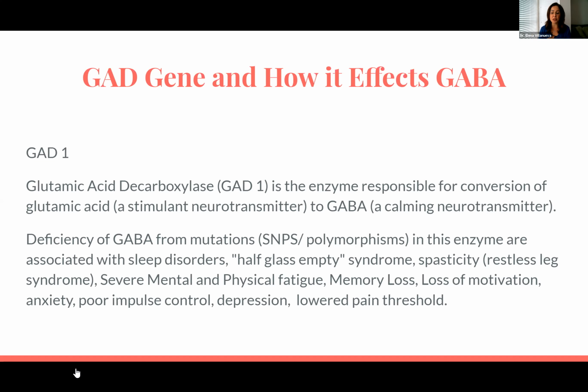Other different symptoms include spasticity of the muscles, which may be noticed or even diagnosed as restless leg syndrome, and severe mental and physical fatigue, memory loss, loss of motivation, anxiety, poor impulse control, depression, and a lowered pain threshold, which means that you feel pain a lot easier than you should.